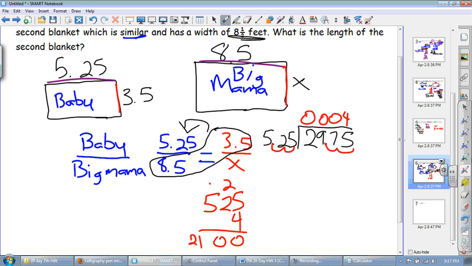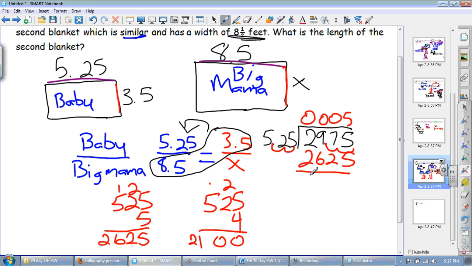So let's try 525 times 5. That'll give us 2,625. All right, that works. It subtracts to leave 350. I can add a decimal.